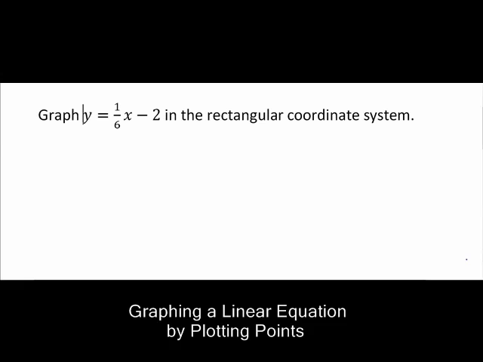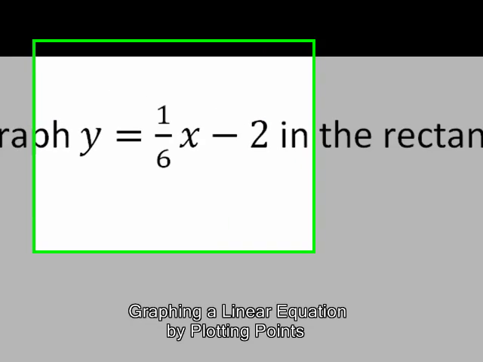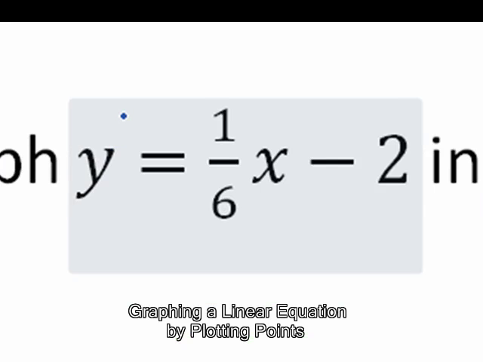Let's graph the equation y equals 1/6 x minus 2 in the rectangular coordinate system. Whenever you graph any kind of equation in the rectangular coordinate system, we want to try and see if we can recognize the shape that we're expecting to get. In this case, the variables all have no exponent indicated, which means that the power on each variable is actually a 1, which tells us that this is linear.